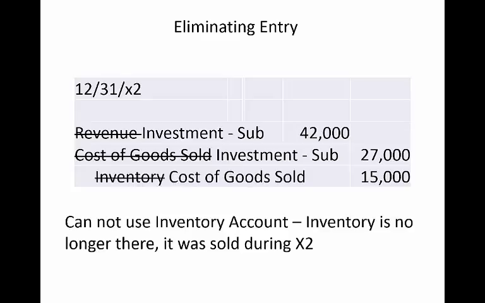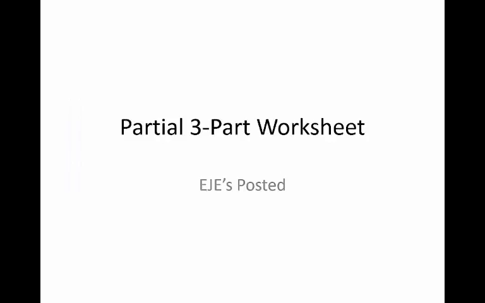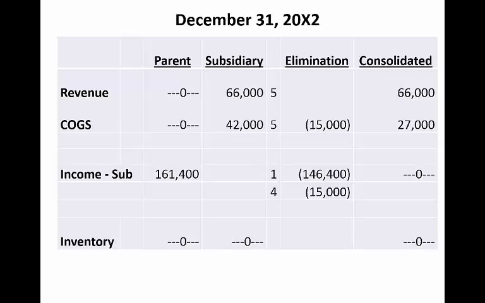So what we're going to do is any deferred gross profit, when we recognize it, we're going to credit cost of goods sold. So we end up with a clean entry that looks something like this. And you can see on our partial three-part worksheet that we take any deferred gross profit, put it in cost of goods sold, and it's going to reduce cost of goods sold, which will in turn increase net income.